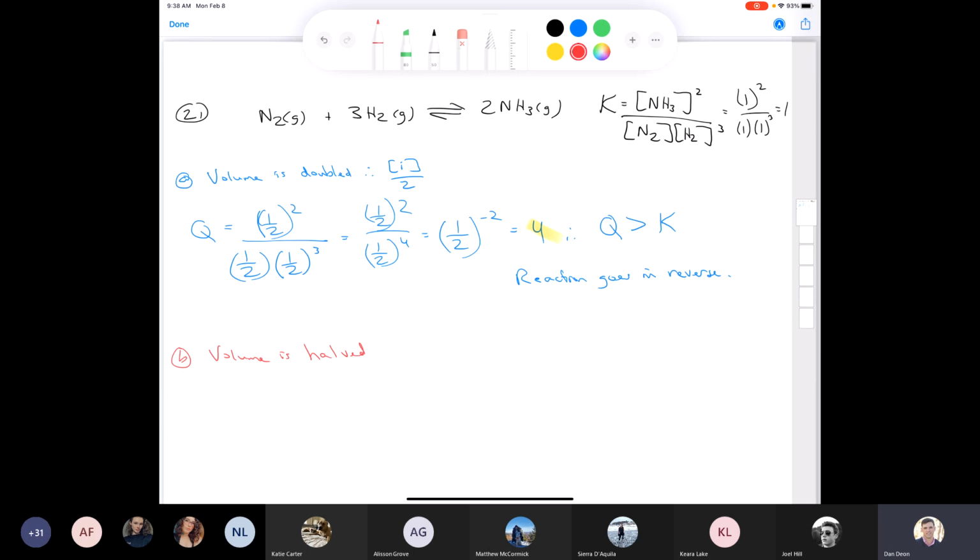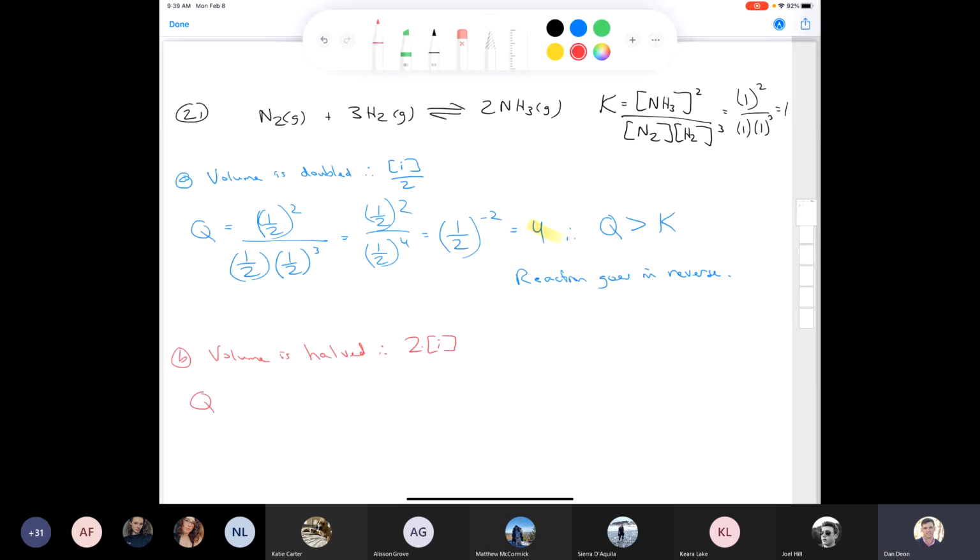Okay. Now, come on. If you're saying, well, Mr. Dion, it's going to be a smaller container, it's going to shift to this side, right? There's less moles of gas. Yes, I know it's going to go towards the products. Well, let's prove it mathematically. All right. If the volume is halved, that means the initial concentration is going to be multiplied by 2. So maybe I'll just erase that, and I'll call it 2 times the initial concentration, like that.